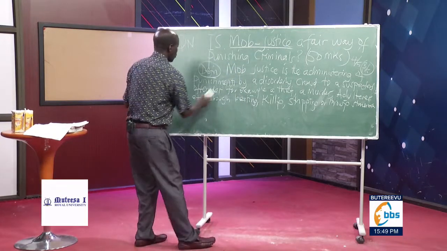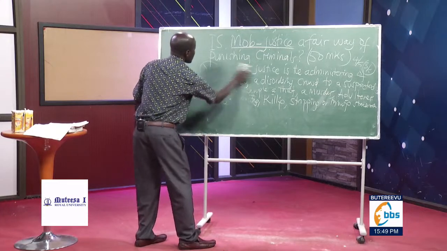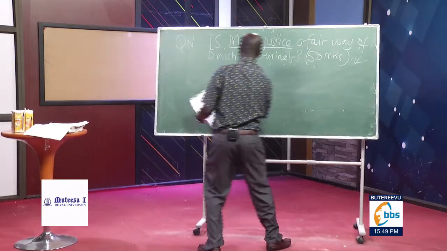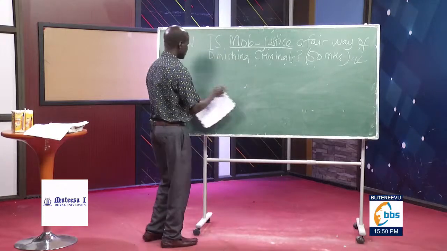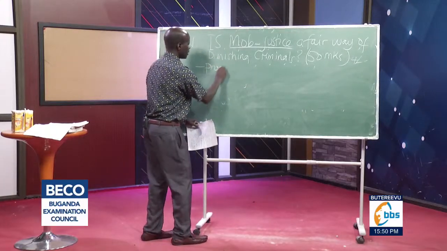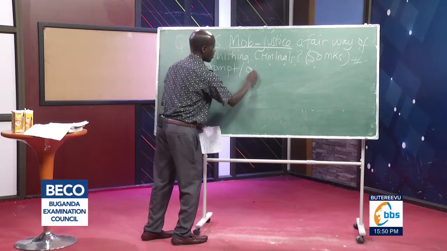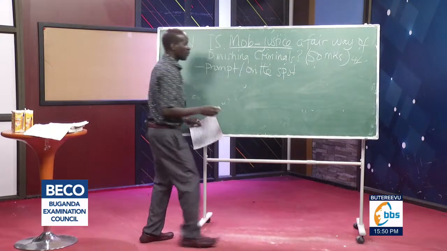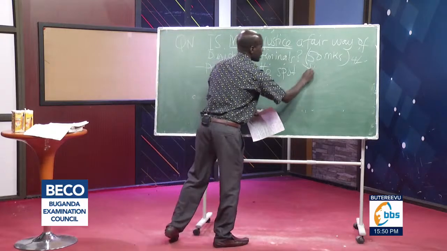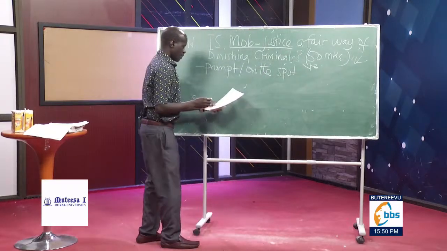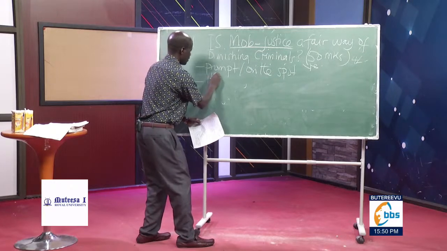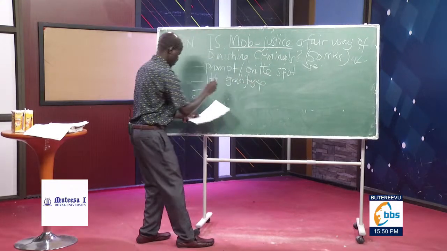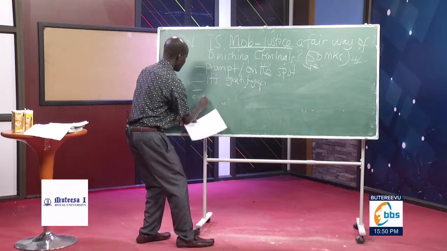A fair way of punishing criminals. I'll go through the points very, very quickly. He's saying fair way of punishing criminals. How is it fair? It's fair in the sense that it is prompt. Let me list the points. It is prompt, on the spot. If you say it is fair, yes, it is fair. Number two, it's gratifying. Number three, it eliminates criminals.